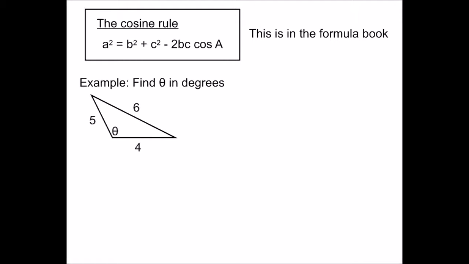Now let's have a go at applying it to a question. So we've got a triangle, we've got three sides, we're asked for the angle. I can't use the sine rule because for the sine rule I need a side and an angle, and then I'm looking for one of the other ones. Because we've got three sides but no angle, it must be the cosine rule. So I'm going to start off by writing out my cosine rule. A squared equals b squared plus c squared minus 2bc cos A.